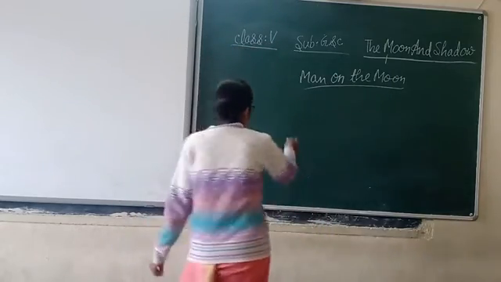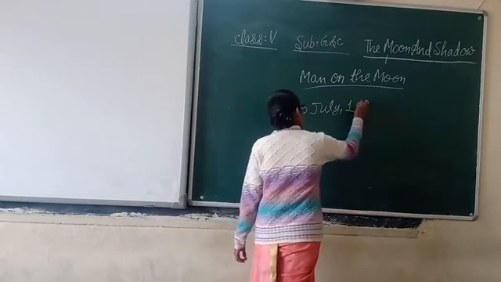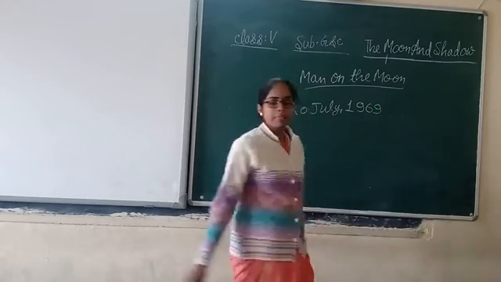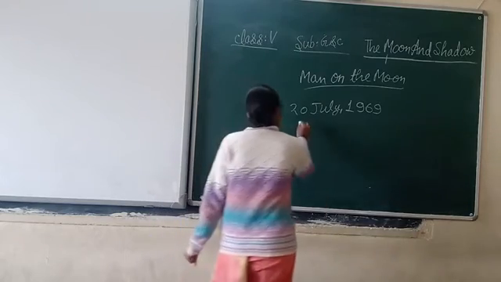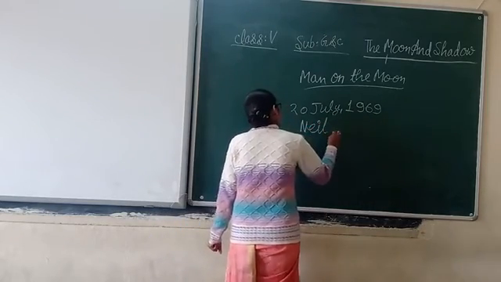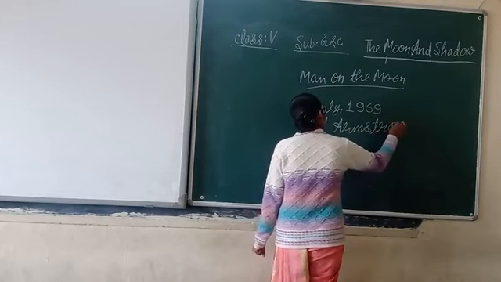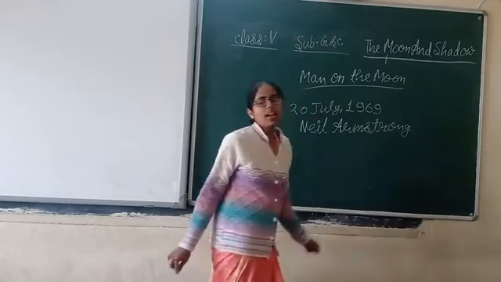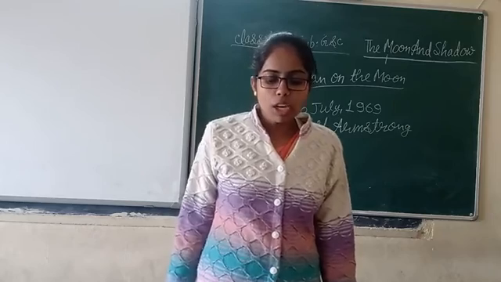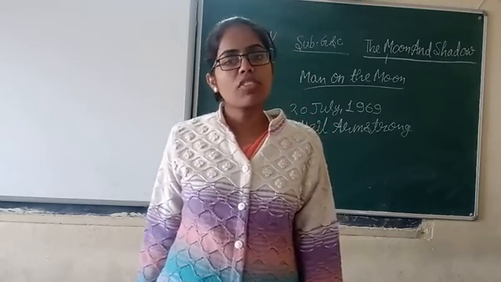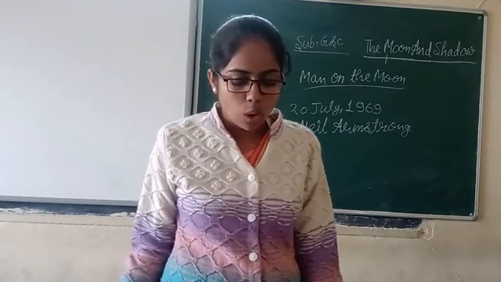When did he arrive there? 20 July 1969. And what was the name of that man who first went there? Neil Armstrong. You have to remember this name because this is useful for your GK purpose also. Neil Armstrong. Edwin Aldrin and Michael Collins were also with him. Who were they? Edwin Aldrin and Michael Collins.